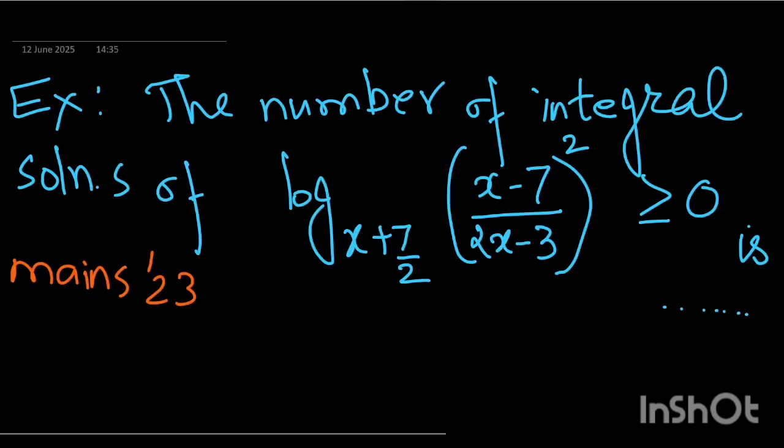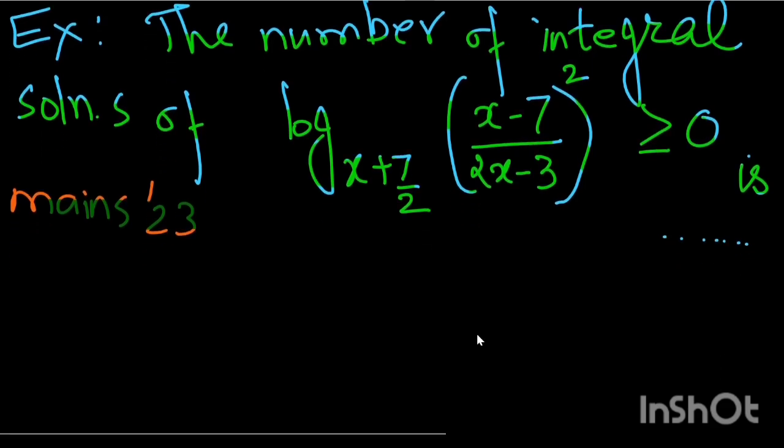Let's see a question, guys. The number of integral solutions of log base (x plus 7) by 2 of (x minus 7) upon (2x minus 3) whole square, the argument, greater than or equal to 0, is from Mains 23. Number of integral solutions, the meaning of this question is we have to find the number of solutions which are integers which satisfy this given logarithmic inequality.